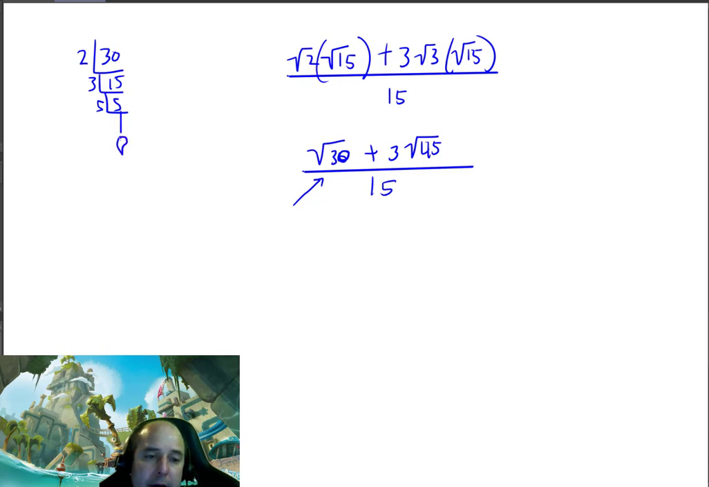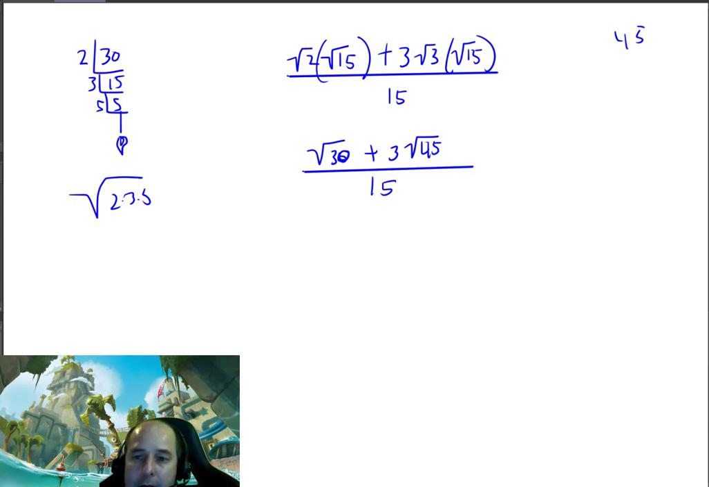Now that birthday cake, none of these match, right? None of these have a pair, so everything's going to stay underneath the radical. So really that's 2 times 3 times 5, which is just what we started with, the square root of 30, okay? So unfortunately that didn't help us at all. But let's try 45, because why not, right?